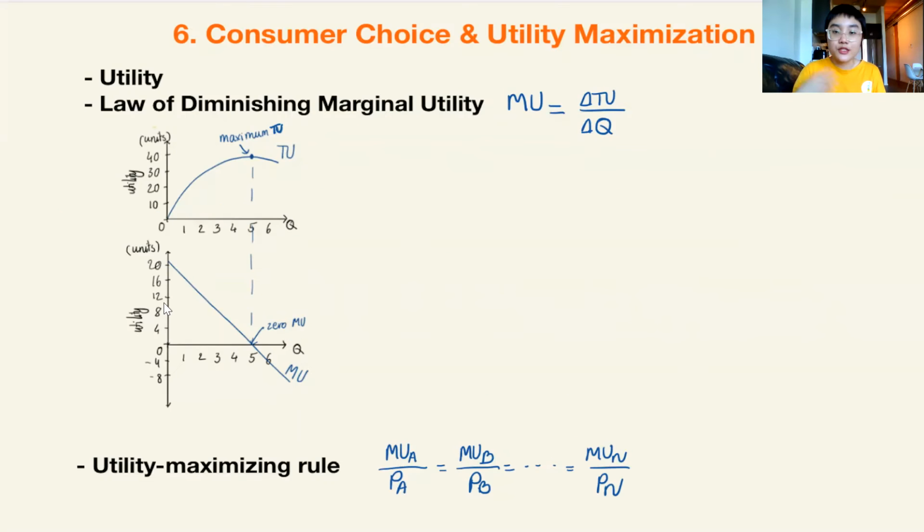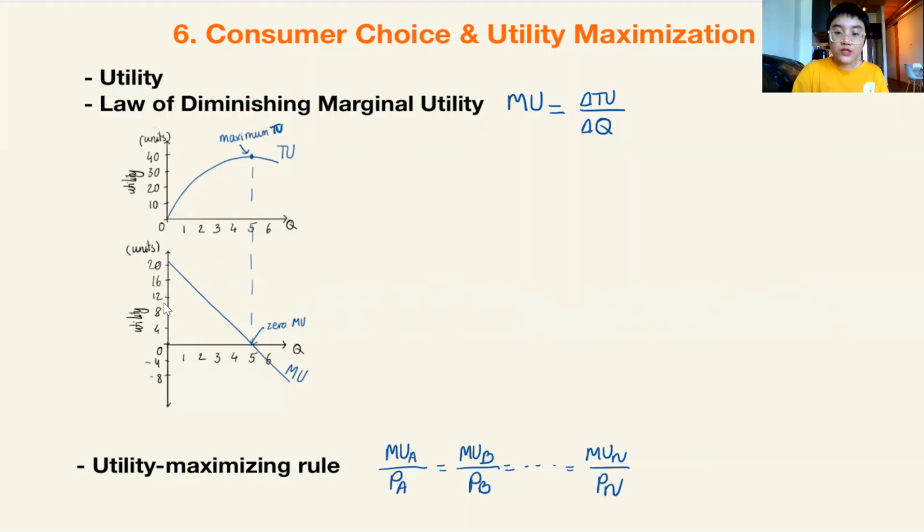Consumer choice and utility maximization. Peer Education has already posted a full video explaining this chapter, so we will include the link of the video in the description box below. So revising from the first chapter of the Econ1010 textbook, we all know that in economics we deal with scarcity, and because of scarcity we want to have purposeful behavior to increase our utility. So in this chapter you'll learn more about utility, the law of diminishing marginal utility, and the utility maximizing rule.